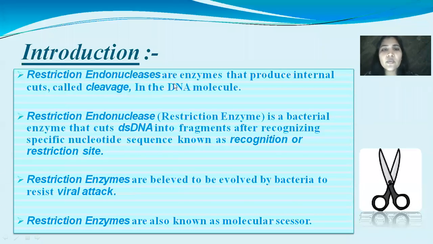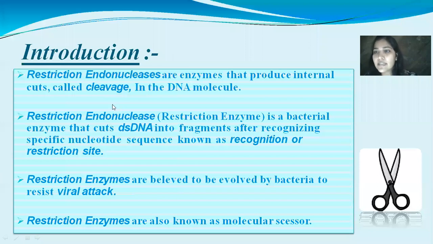So restriction endonucleases are the enzymes which cut the DNA. They are the enzymes that produce internal cuts, called cleavages, in the DNA molecule. So restriction endonuclease, that is restriction enzyme, is a bacterial enzyme that cuts double-stranded DNA into fragments after recognizing a specific nucleotide sequence known as the recognition or restriction site. So this is very important.